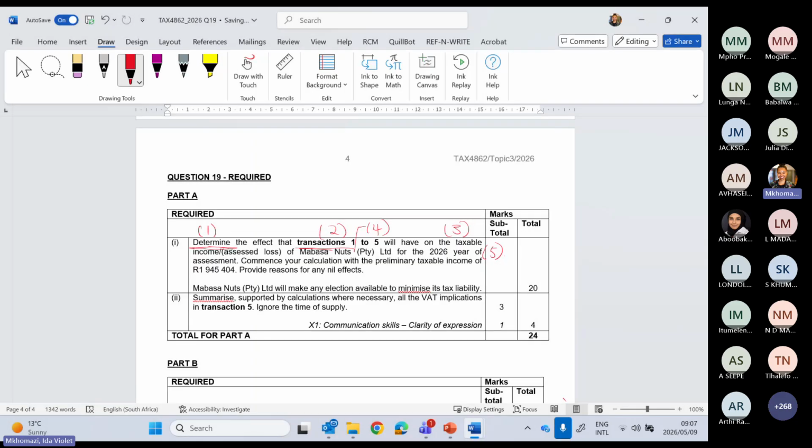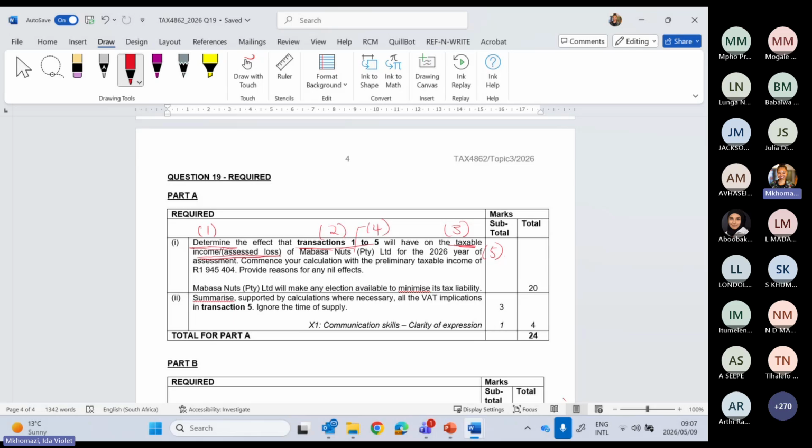If it happens that the question had 8 transactions and we say give us 1 to 5, then you give us 1 to 5. You don't give us 1 to 8, because if you do that, you are going to waste time. Number 3, we want the effect on the taxable income or assessed loss. So now when I see taxable income, I start thinking about that calculation or the framework of the taxable income. That slide that I showed you about the framework for taxable income. So the effect would mean that you need to tell us, or you need to show, since it's a calculation, whether something is an add back or whether something is a deduction.